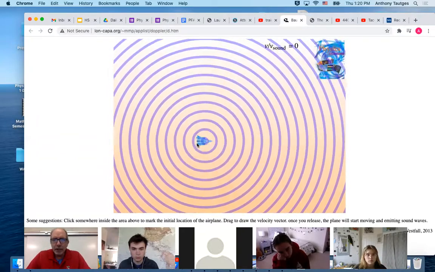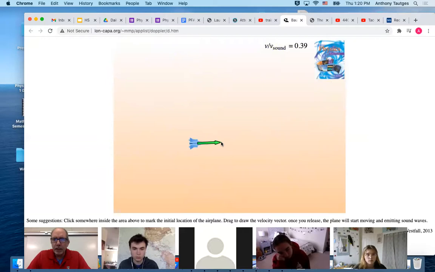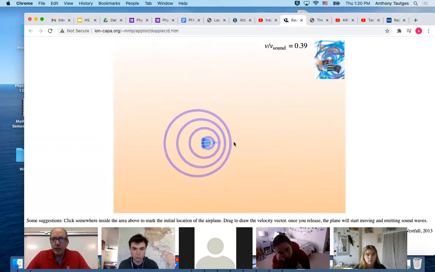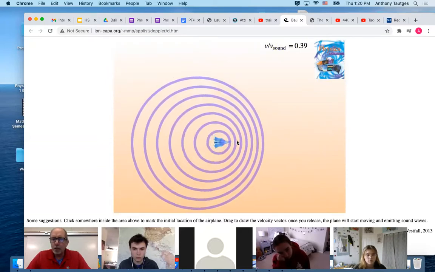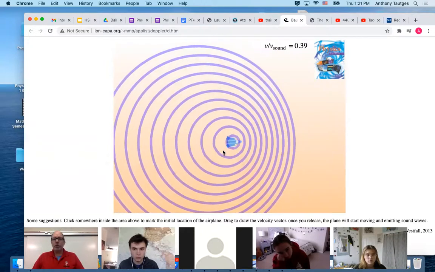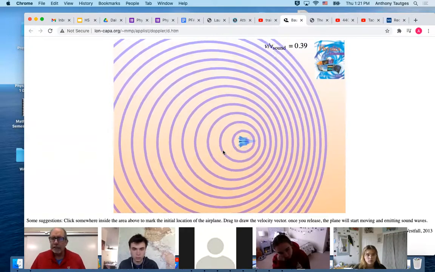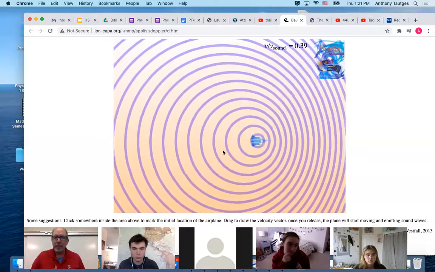But if this plane were moving, now the waves get bunched up in front. Okay. So this is what happens as a plane passes you.